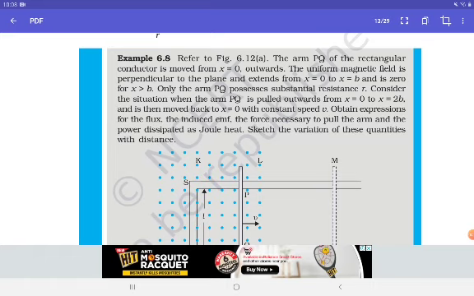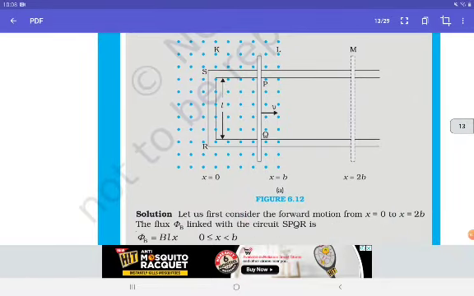substantial resistance R. Consider the situation when the arm PQ is pulled outwards from x is equal to 0 to x is equal to 2b, and this is then moved back to x is equal to 0 with a constant speed v. Obtain expressions for the flux, the induced EMF, the force necessary to pull the arm and the power dissipated as Joule heat. Sketch the variation of these quantities with distance. So here we have the figure.